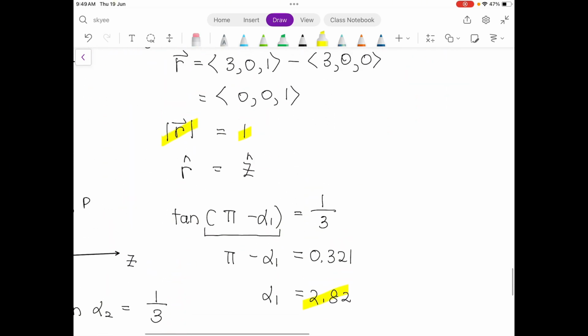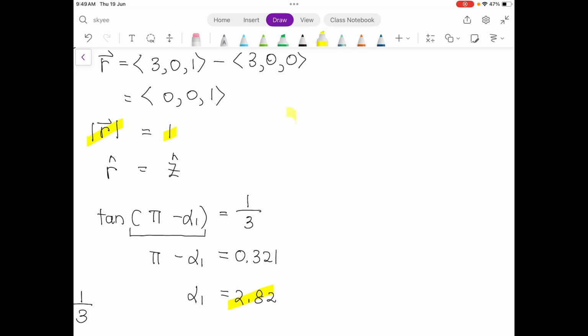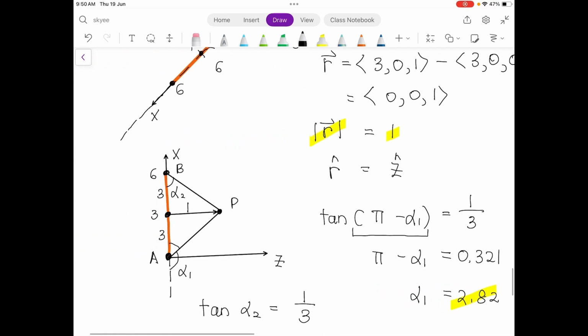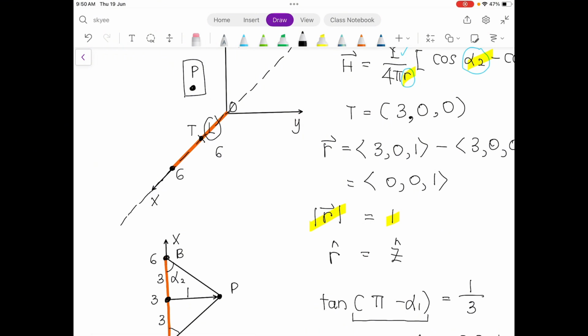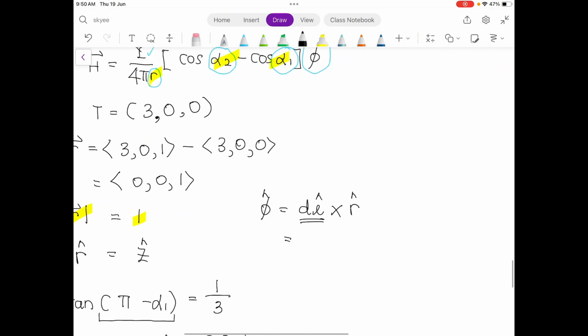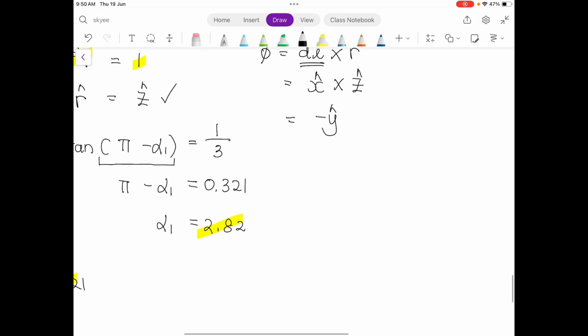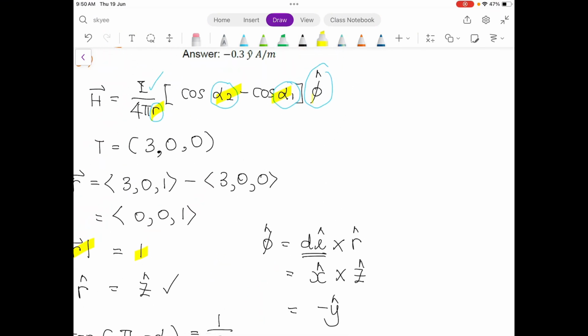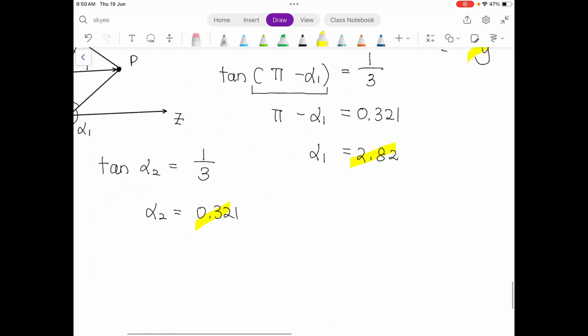Finding the phi. So phi is equal to dl cross r. dl represents the direction of your current flow. Look at our diagram, where our current is flowing in the x direction, and our unit vector r is z. So x cross z, we get negative y. Right, so we've got everything now.